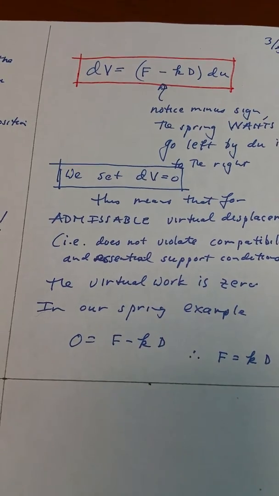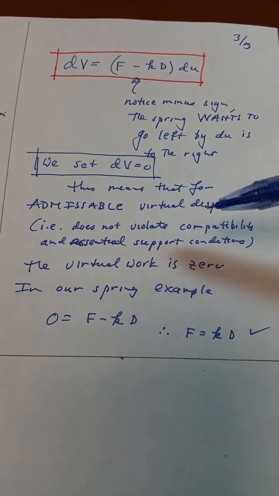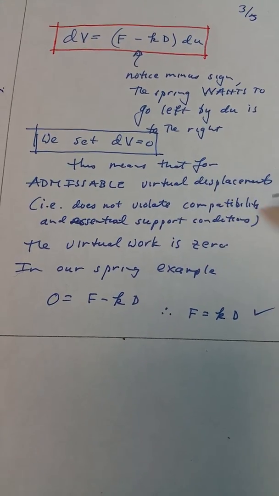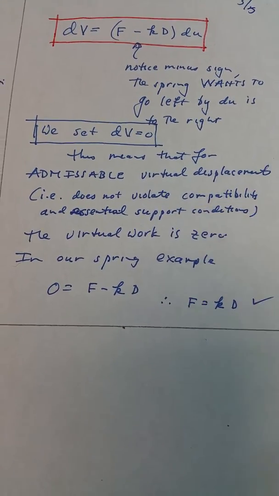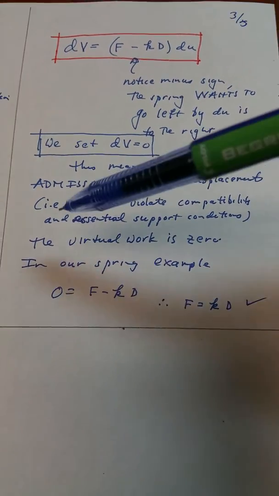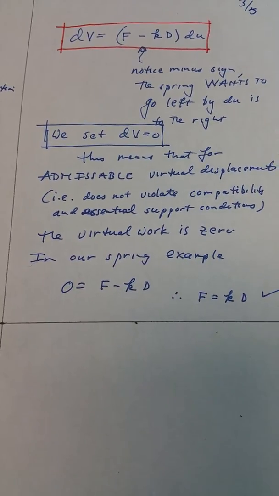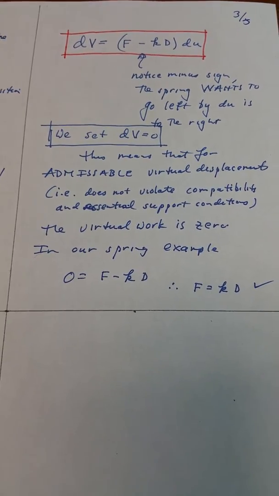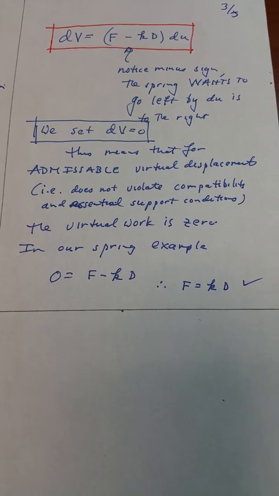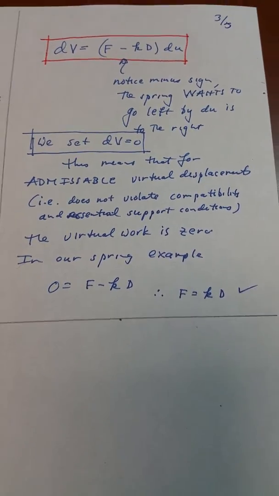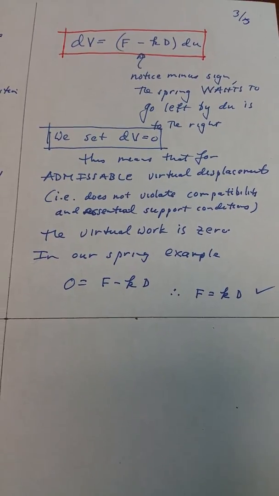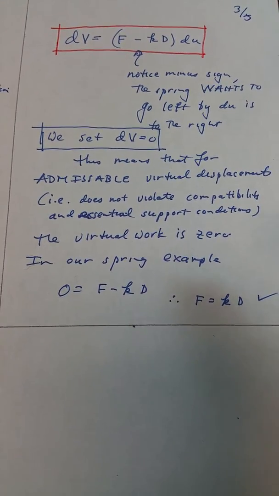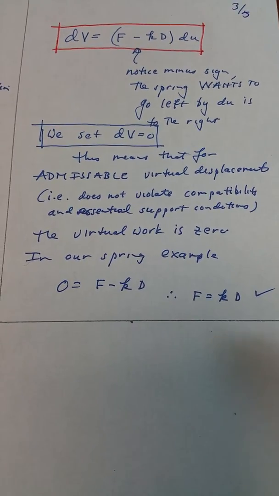And then for what we say admissible configuration, what does that mean? Admissible means that you cannot violate compatibility. So you've got to go back to chapter 2 and remember what compatibility is. And you also cannot violate essential support conditions, these essential boundary conditions. We'll get into that soon in chapter 4, where we can violate some boundary conditions but not the essential ones. So we set the change in virtual work equal to 0 for admissible virtual displacements.